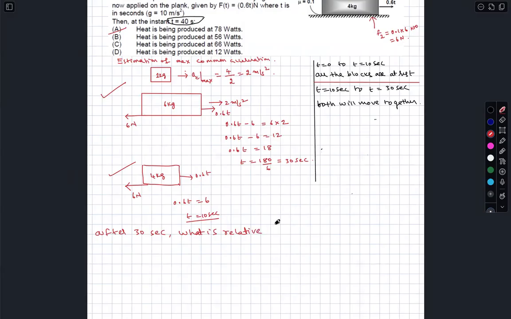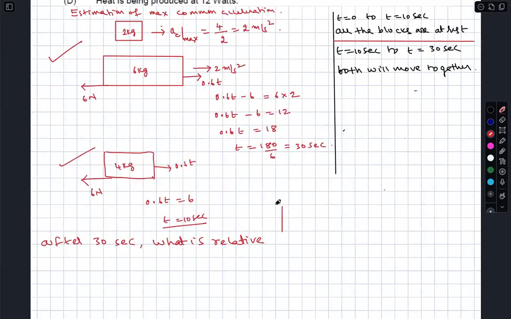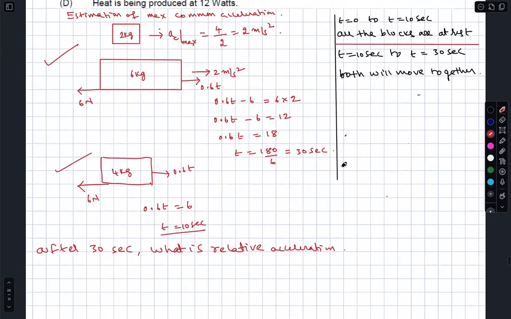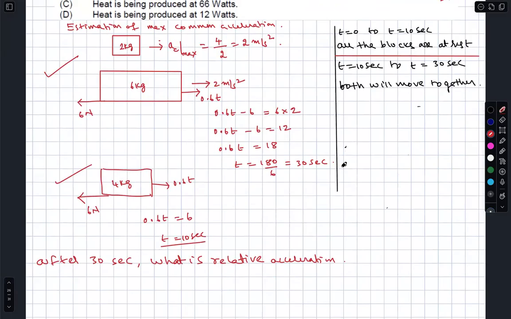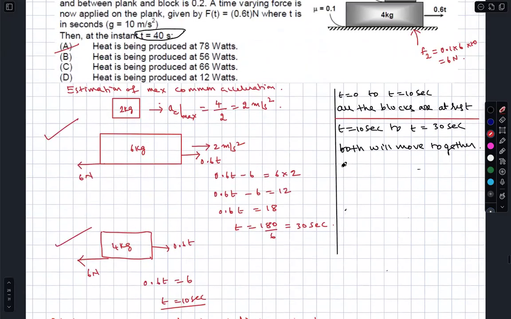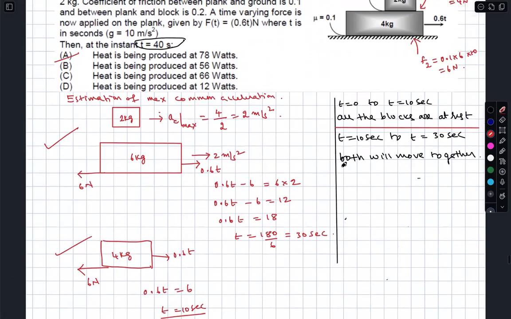I will approach in this way. Yes, easy method. What is the relative acceleration? So what is the relative acceleration? How do I know what is relative acceleration here? Relative acceleration is what I need to find.